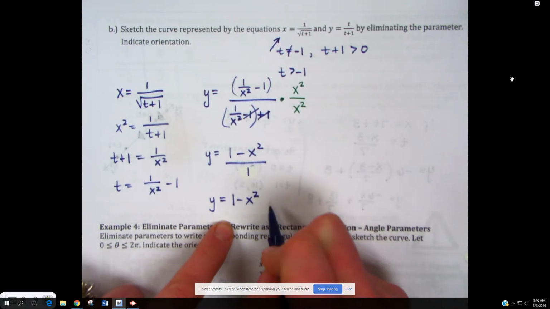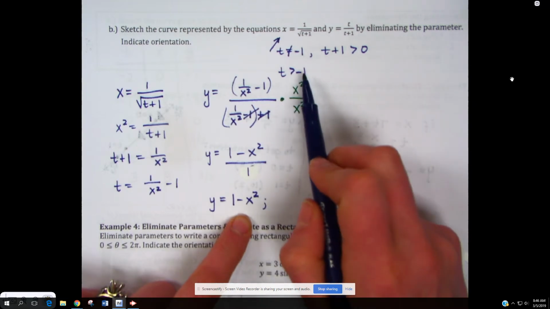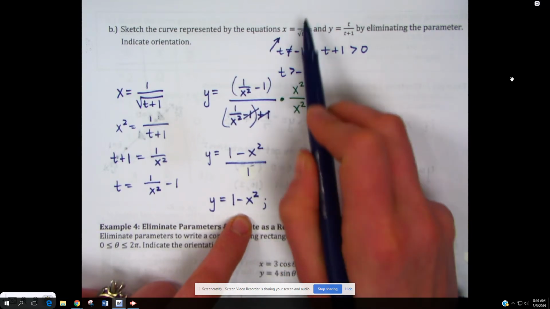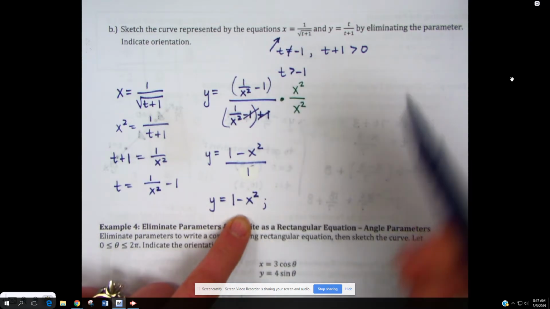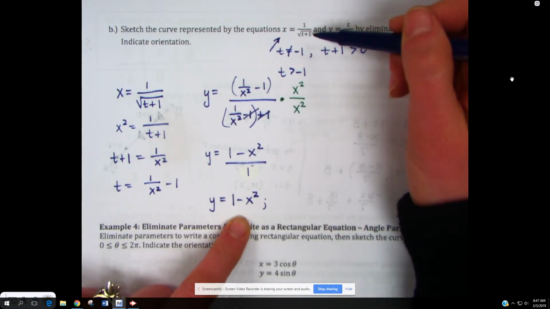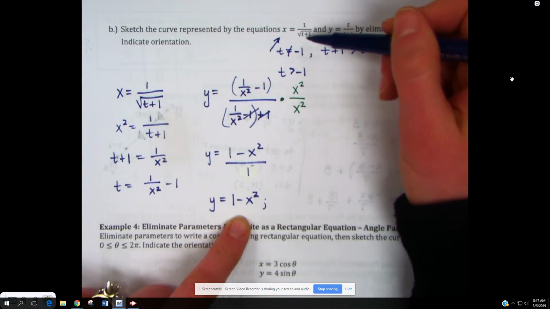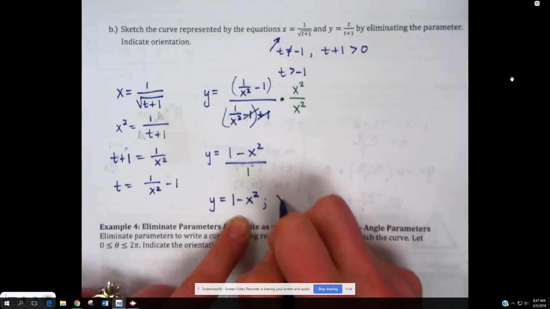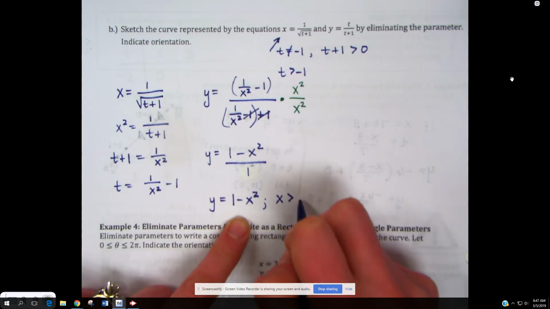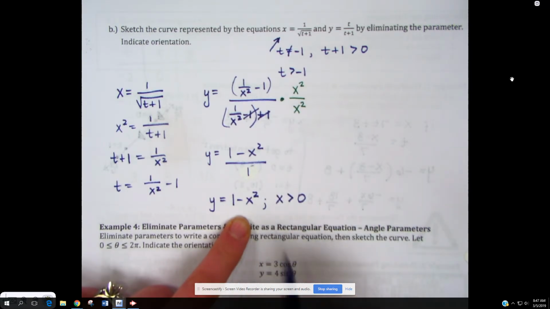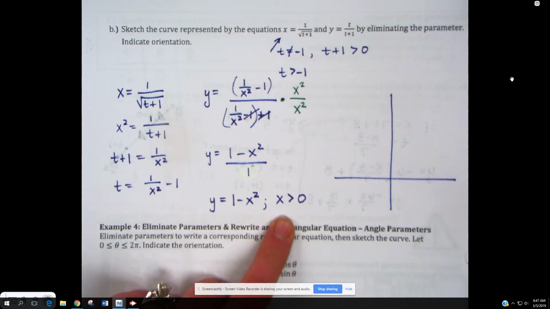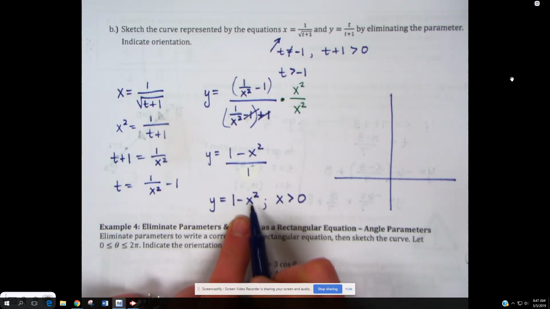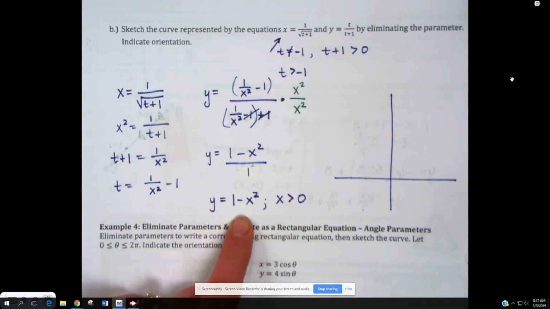However, I have to add in, if t is only greater than -1, then what's going to happen to these values right here? You're going to never generate a 0 because of the division by 0, and you'll only have positives. So what do you know? You know that x must be greater than 0. So when I graph this parabola, I'm only going to graph the right-hand side. And we'll make a quick sketch. It's a lot easier to graph this than it is to try to pick the appropriate t values.